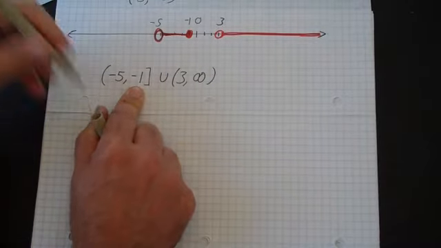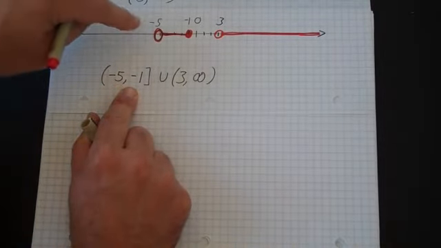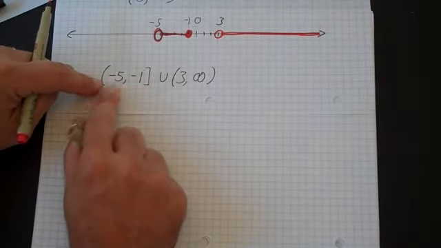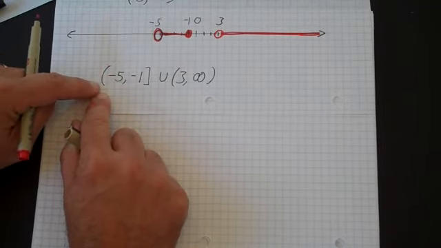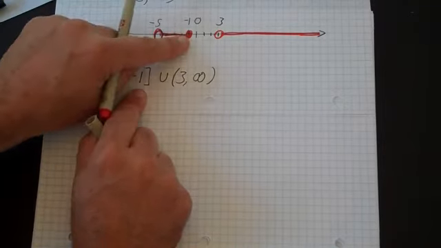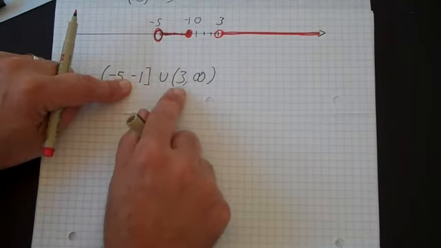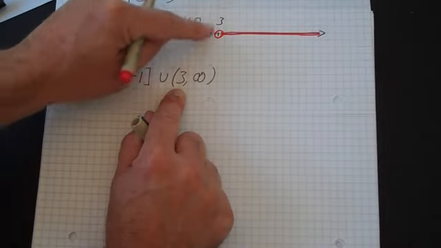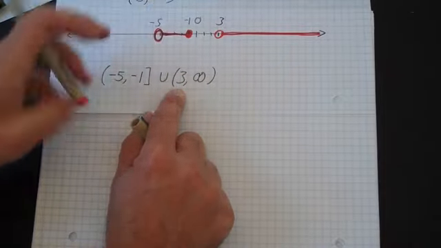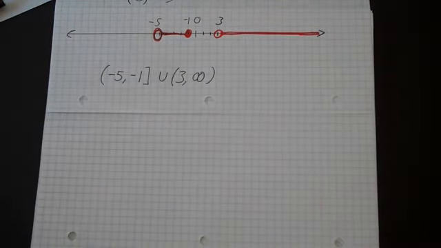If you notice, what does this mean? This means between minus 5 and minus 1. Not including minus 5, because it's an open parentheses. Including minus 1 because it's a closed parentheses. You're also going to shade 3 and to infinity. And that's how you do graphing with interval notation.